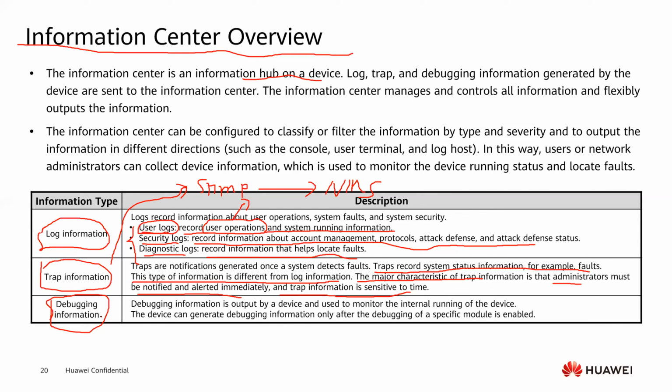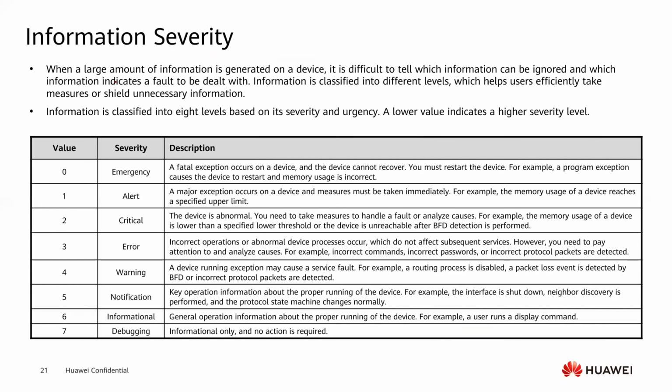Debugging information is output by a device and used to monitor the internal running of the device. The device can generate debugging information only after the debugging of a specific module is enabled. We'll also give an example later. For example, we must debug OSPF packets. We'll see it later.